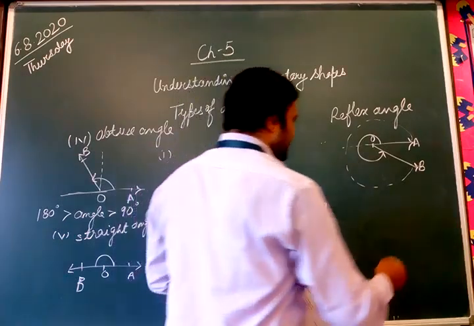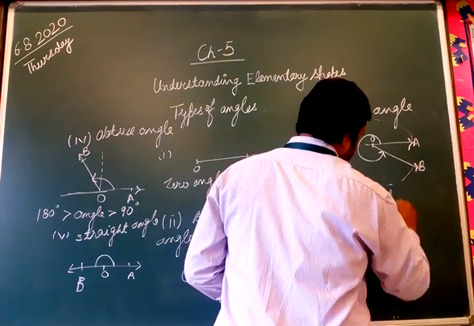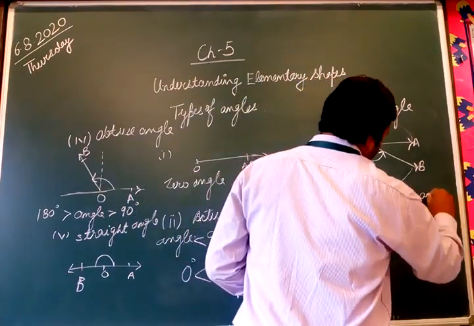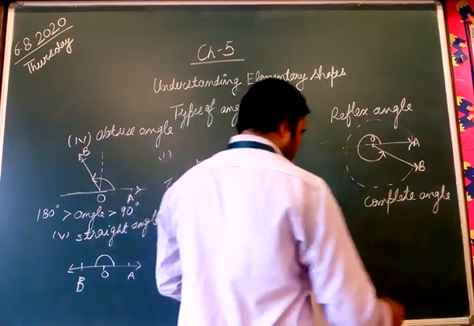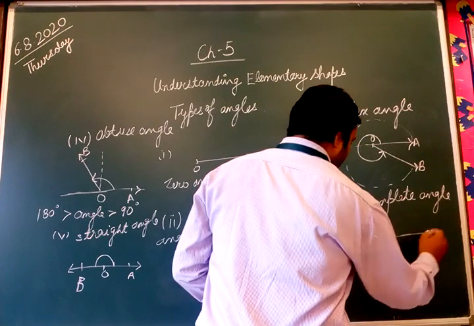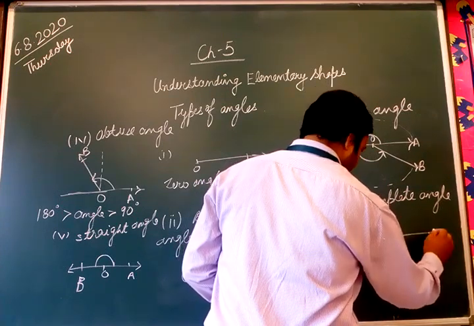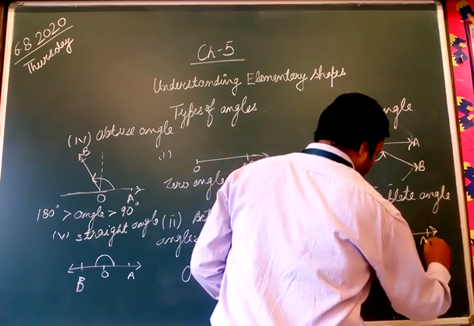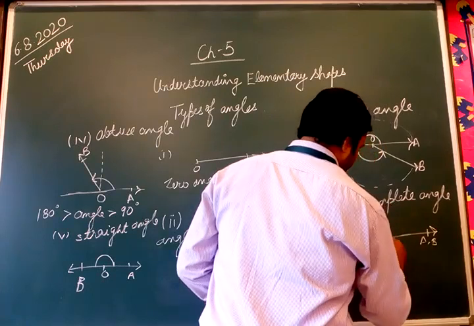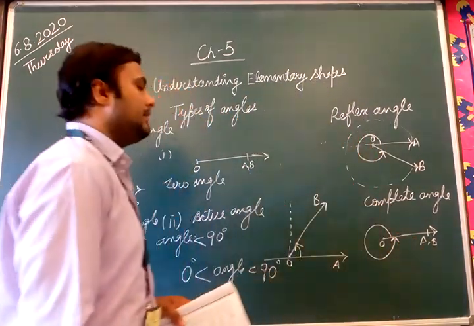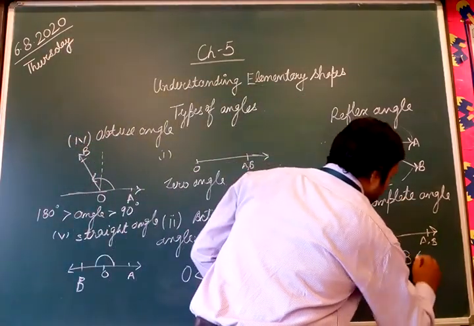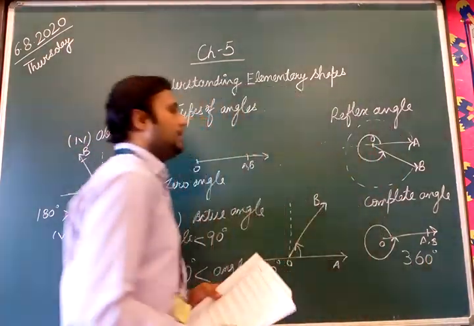Now the next is the complete angle. Complete angle means it has circulated a full circle. This is the complete angle. This angle is 360 degrees.